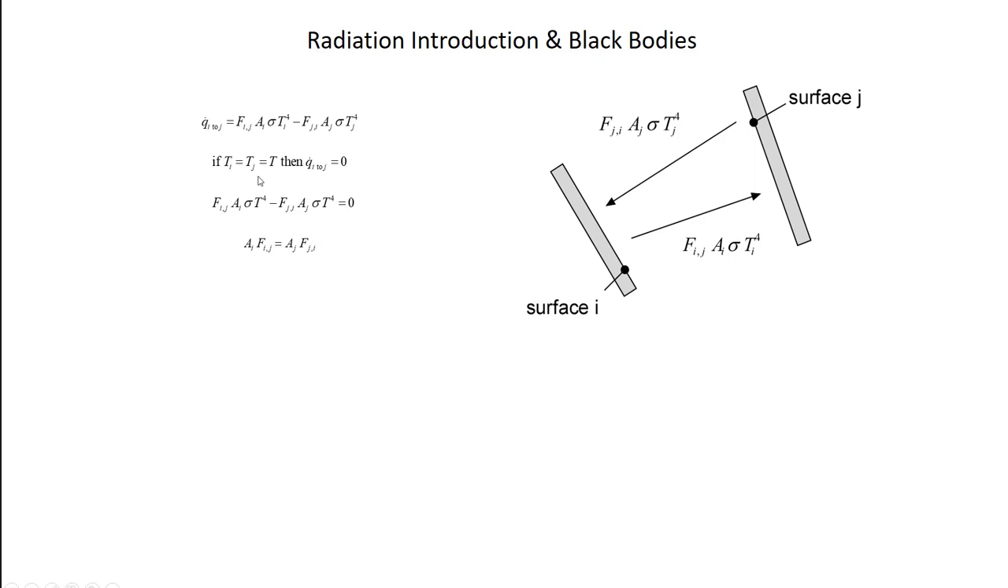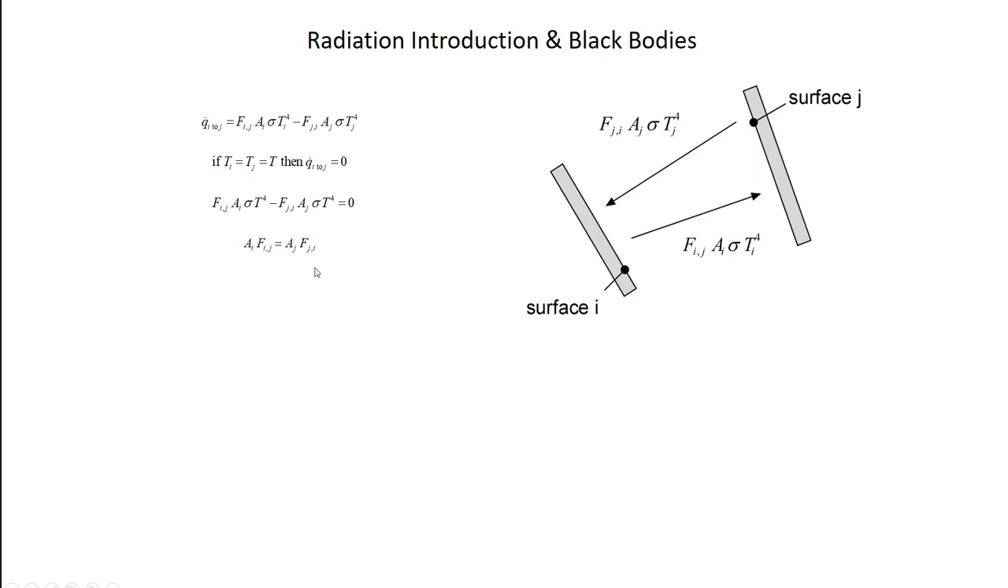So let's make this substitution. First of all, Ti and Tj are the same, so they'll just be T. And second of all, Q dot I to J has to be equal to zero. So that's what I get, right? This has to be true. And if I cancel out sigma T to the fourth from this, I get that Ai times Fij has to be equal to Aj times Fji. This is reciprocity, this equation right here.